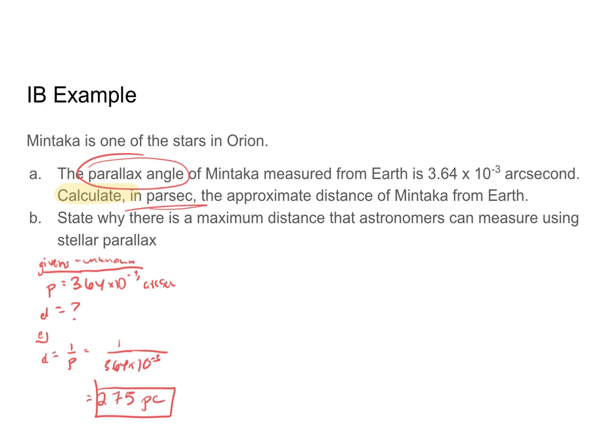Now let's look at part B. You are asked to state, and I'm going to highlight that IB command term, state, why there is a maximum distance that astronomers can measure using stellar parallax. This one I want you to try on your own. Pause the video and tell me, why is there a maximum distance that astronomers can measure using parallax? So take a moment and check your answer. Hopefully what you had written down is that if your distance was too large, the parallax angle would be too small to measure. Take a look at my answer and make sure that yours matches.